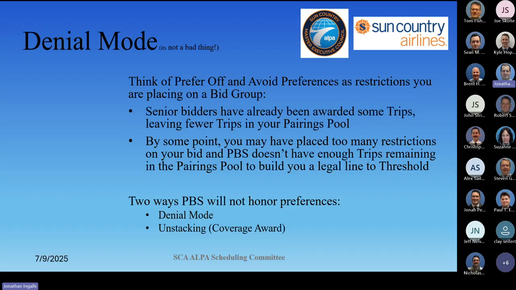So the system needs some way to add trips back into your pool of flying to build you a schedule. And the way it does that is called denial mode. We think of our prefer offs and our avoids as restrictions you're placing on your bid group. Not to mention senior bidders have taken away some trips, leaving less in your pool of pairings. At some point, we just don't have enough flying left to build a schedule.